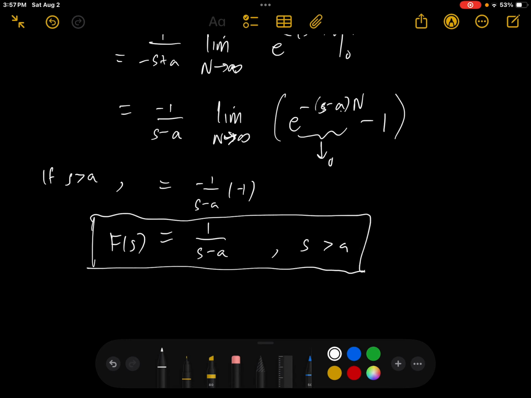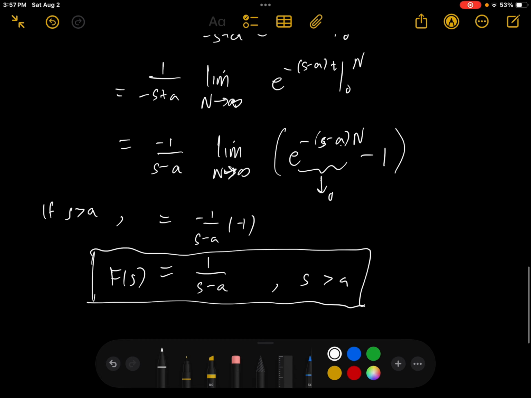And what happens if s is less than a? Well, if s is less than a, then s minus a is negative, and then you're going to get a negative number times n, so you're going to get a positive constant times n in the exponent. And as n goes to infinity, e to that is going to go off to infinity, so the limit's not going to exist. So this is only defined when s is bigger than a.